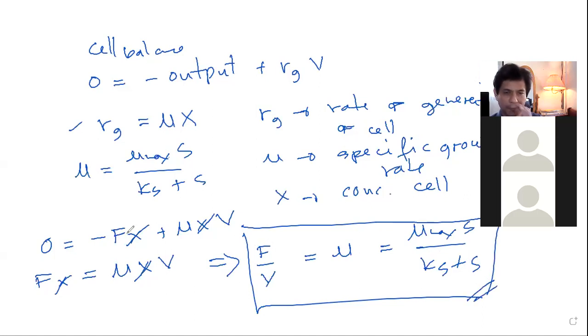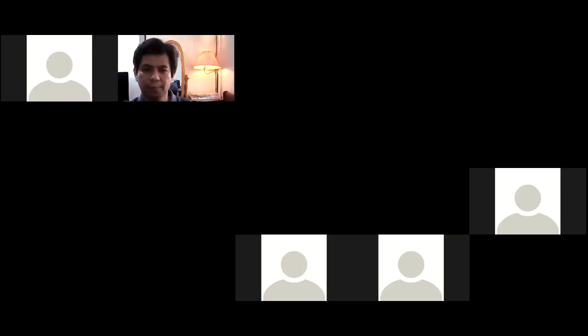Any question regarding the working equation? So, ang ginawa natin, nag-cell balance tayo to arrive at this working equation for chemostat. Chemostat is a CSTR biochemical reactor. Questions? Wala. So, yun, that's the reason why we are using this equation. F over V is equals to mu max times S divided by K sub S plus S. So, let's try to use this equation in a problem. Let's go back to our PowerPoint.